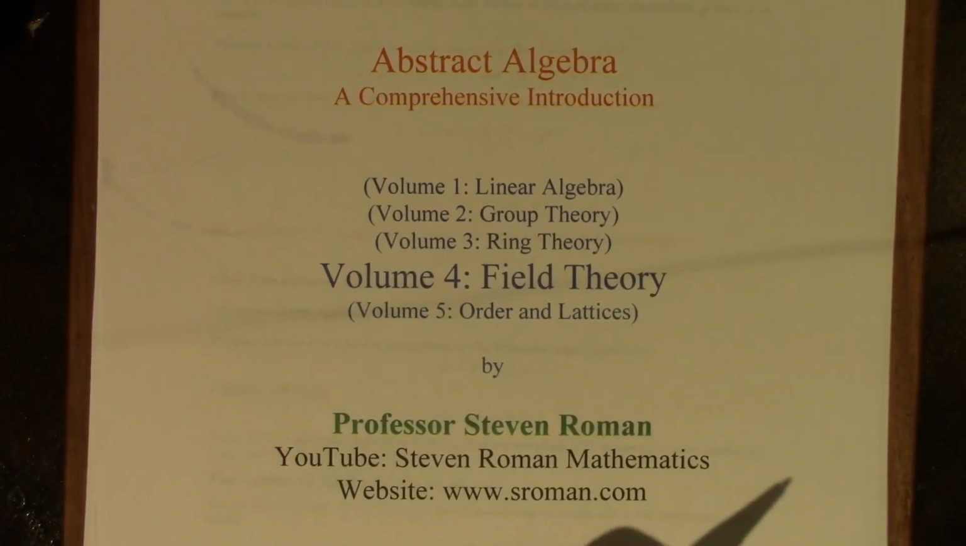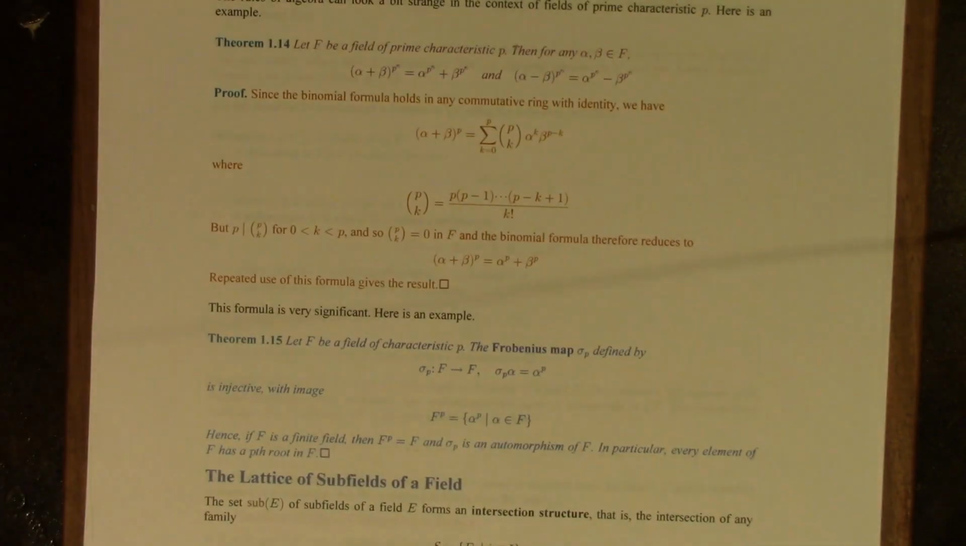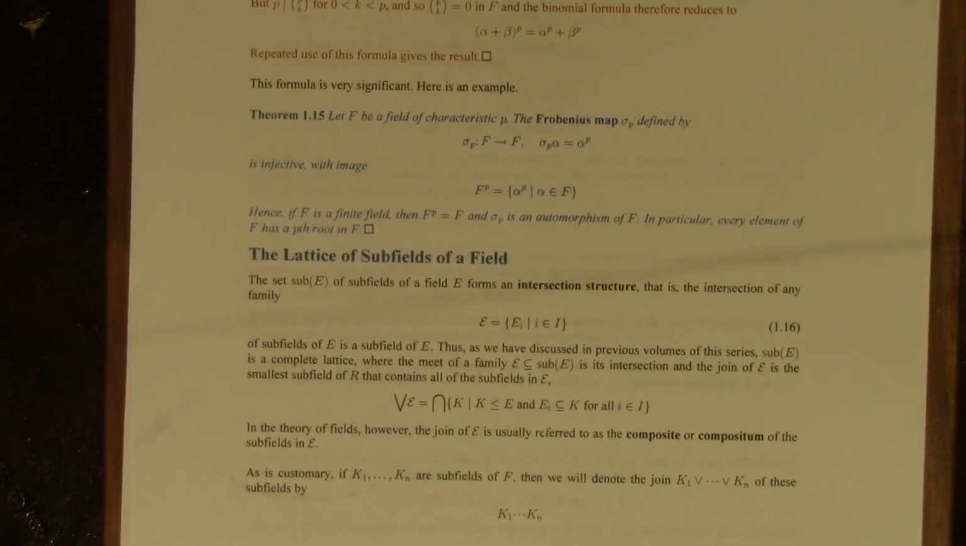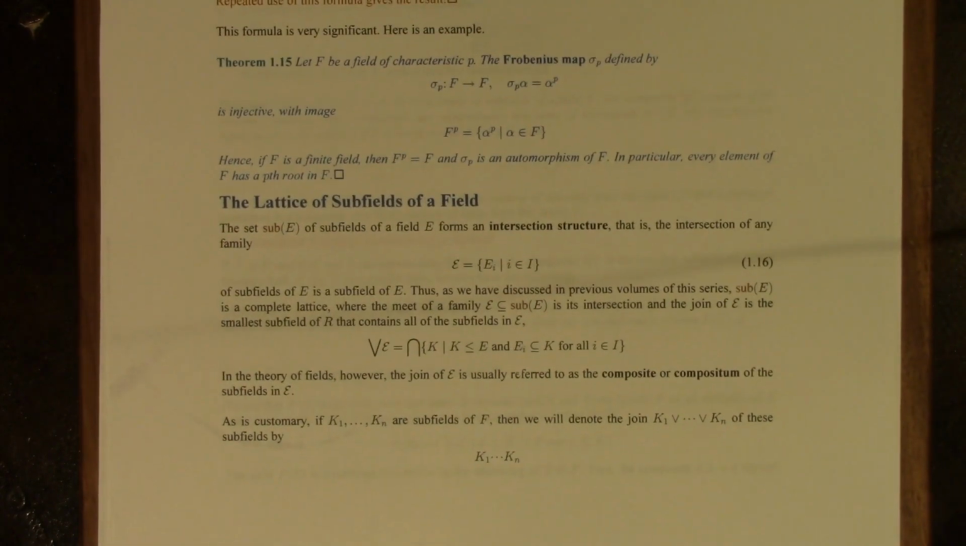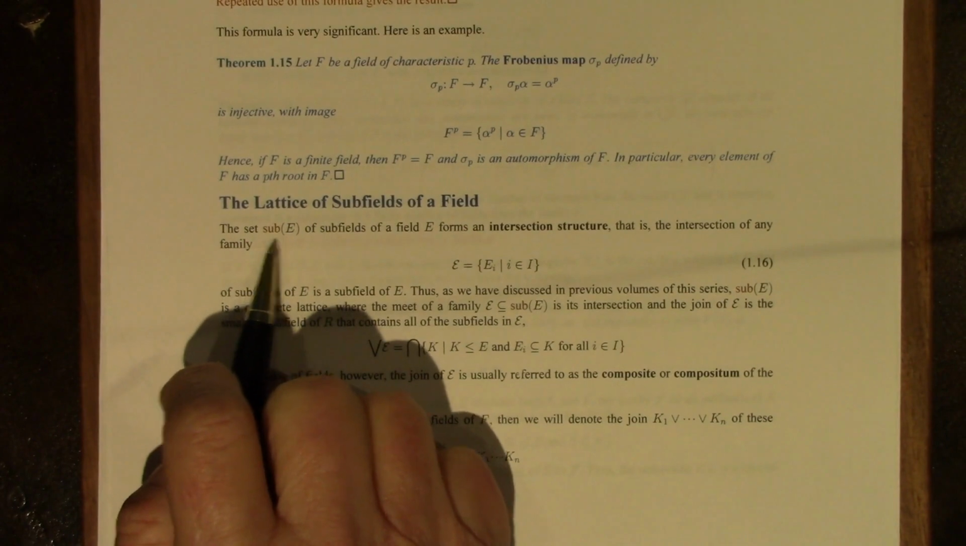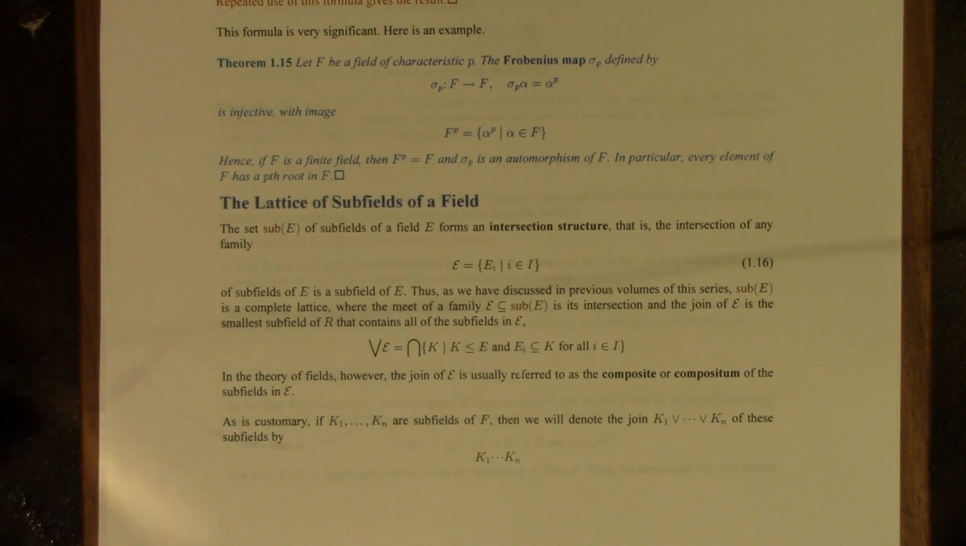Let us continue the field theory lectures. Last time we talked about field extensions, basically subfields of a field. The set sub E of all subfields of a field E forms an intersection structure. I mentioned this last time, and we've discussed it in detail in the other courses. An intersection structure is simply a family of subsets of a parent set that is closed under intersection.